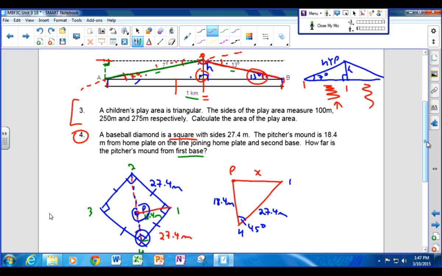The size of the play area measure 100 meters. Wow, that's a big play area. 100 meters, 250 meters, and 275 meters. Not a play area. That's like a play field. 100 meters, 250, respectively. Calculate the area of the play area. Wow, this could be a very cool question.